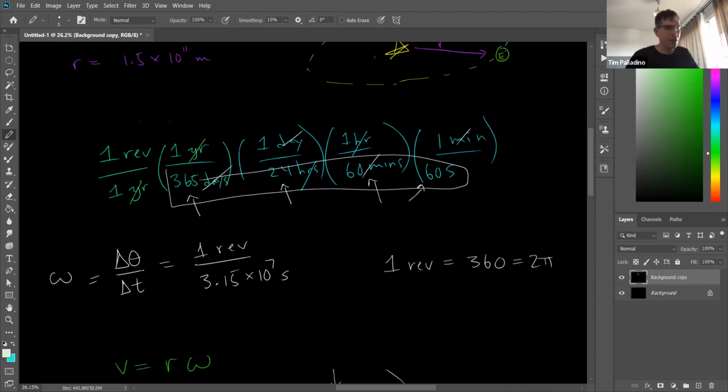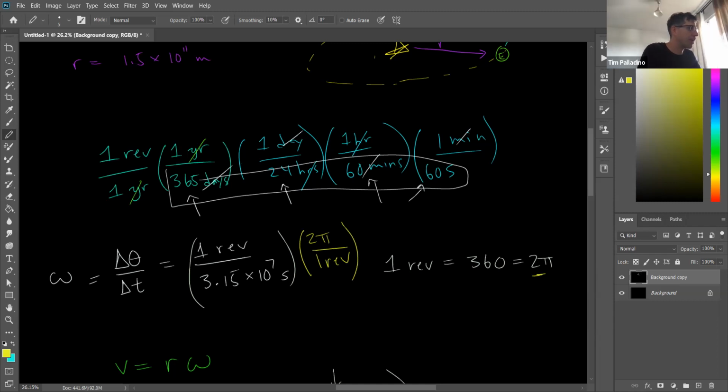Oh, do you know what I'm thinking we should have done? I think we actually had to convert this number right here, revolutions, to radians, right? So let's fix this mistake right here. So we have revolutions, right? So this should actually be, 1 revolution equals 2 pi radians. So I think that should probably fix our answer. Actually, that does fix our answer.